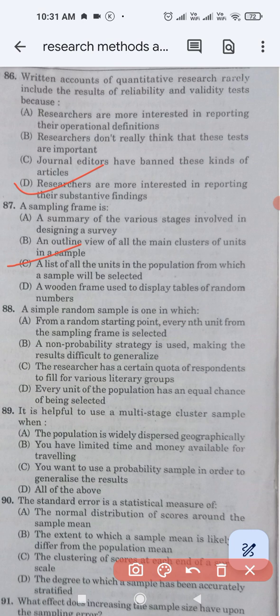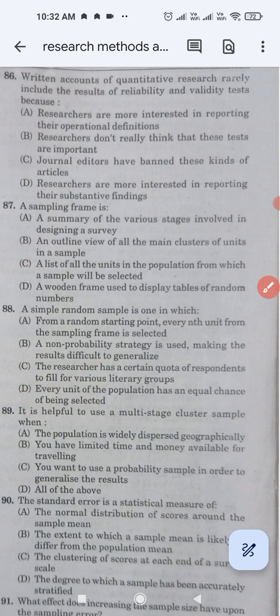Now question number 84. Quantitative research has been criticized because: option A, the measurement process suggests a spurious and artificial sense of accuracy. Option B, the reliance on instruments and procedures makes it high in ecological validity. Option C, it underestimates the similarities between objects in the natural and social worlds. And option D, all of the above. So option A is the correct answer: the measurement process suggests a spurious and artificial sense of accuracy.